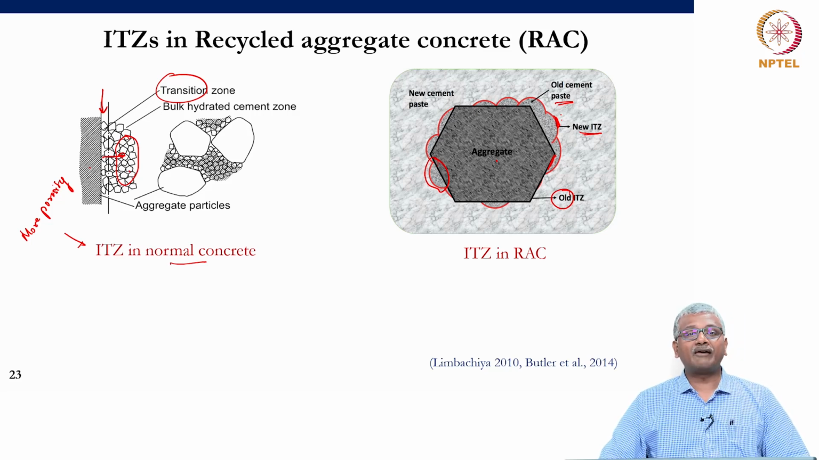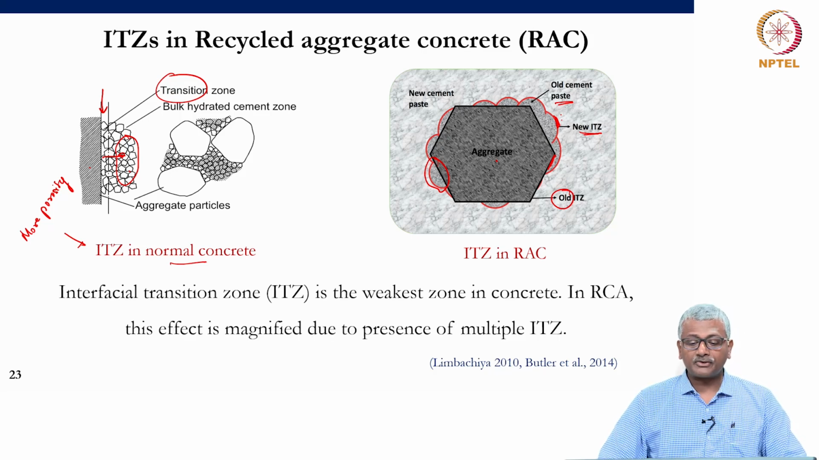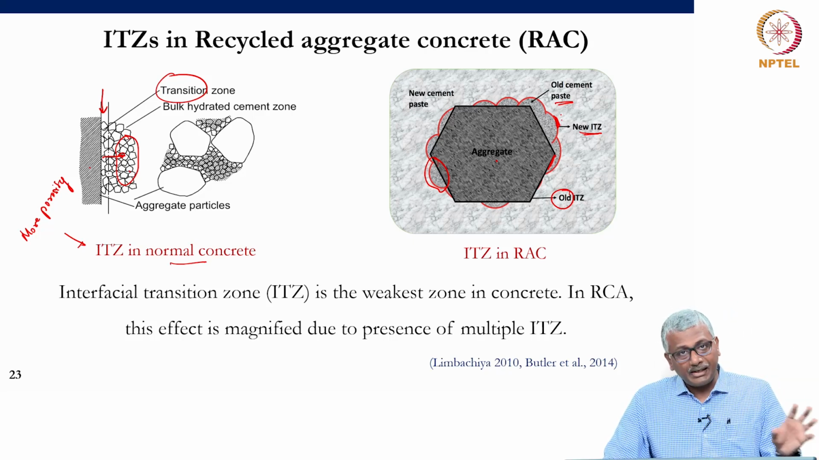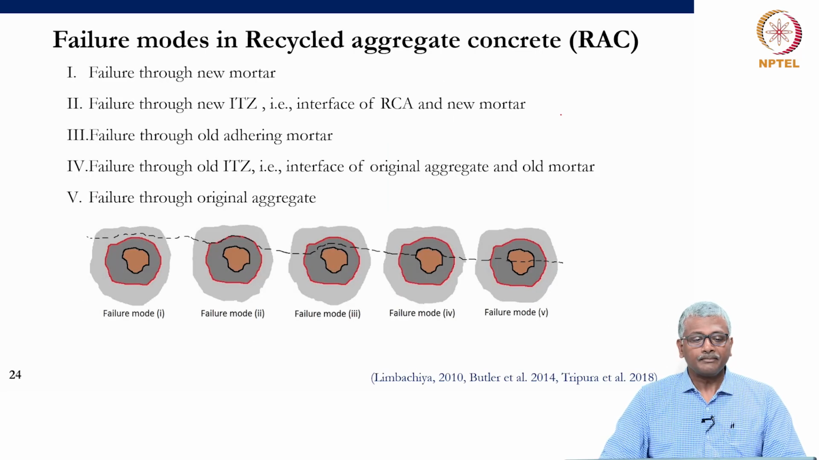So, in essence, you have multiple interfacial transition zones or multiple planes of weakness present in your recycled concrete aggregate. Because the ITZ is the weakest link in concrete, and because of the presence of multiple ITZs, you can expect that the overall strength of the concrete is likely to go down if you do not take sufficient precautions to remove as much of this adhered mortar as possible. Again, that is a subject of one of the other lectures where you learn different techniques in which you can extract this adhered mortar in the most efficient way possible.